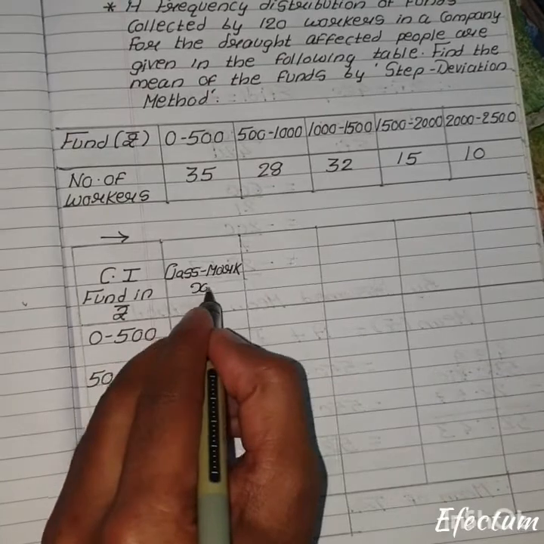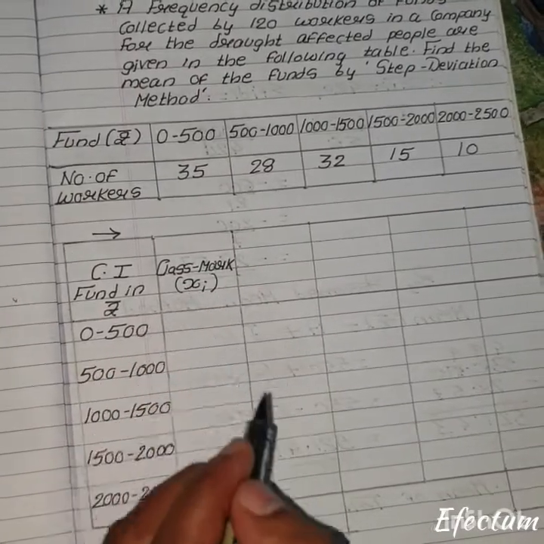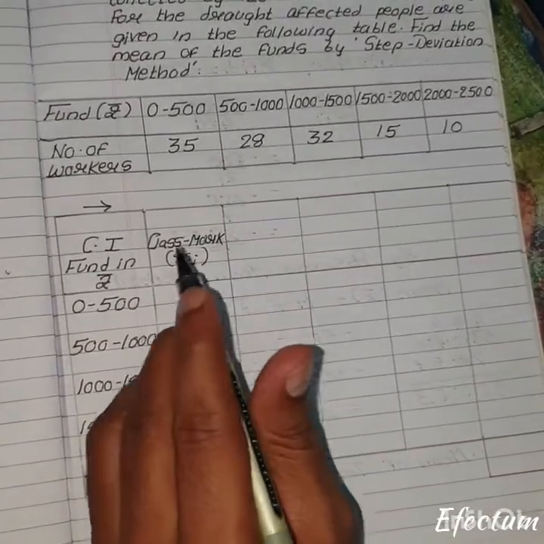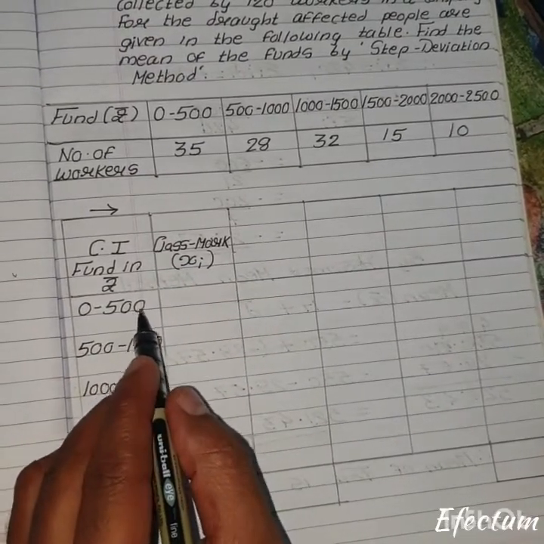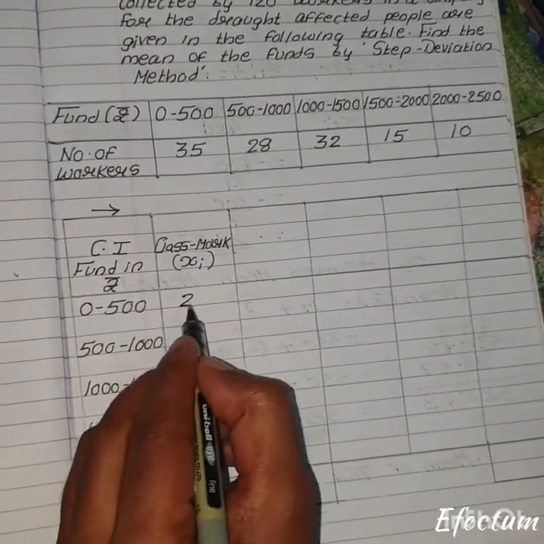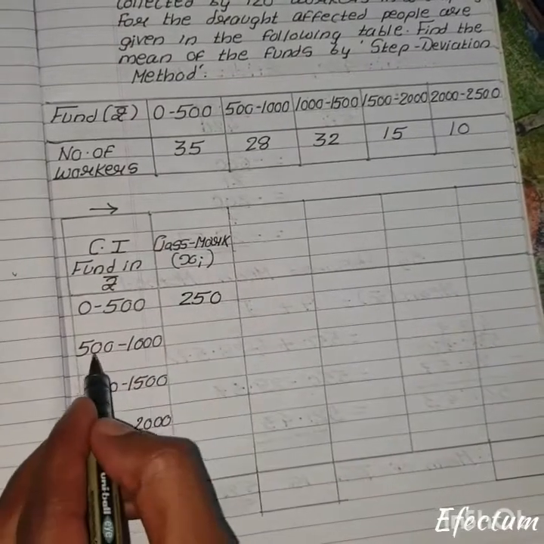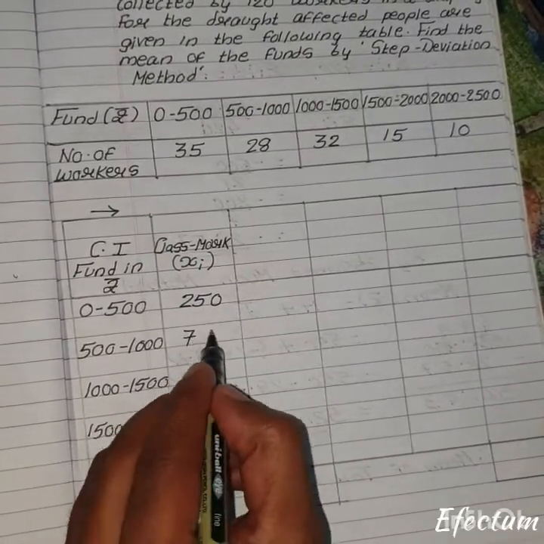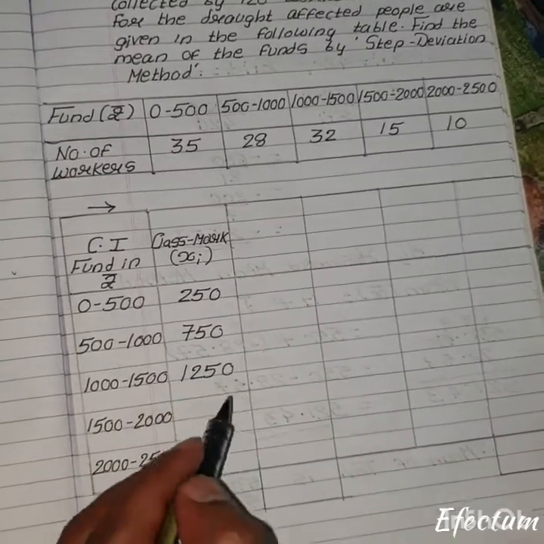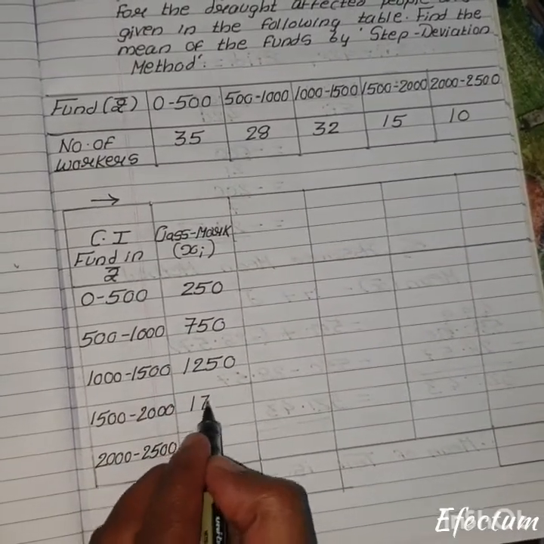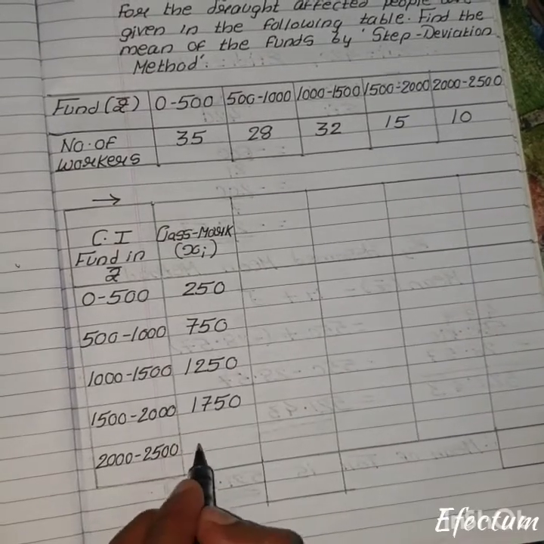It is denoted by xi. Again I am repeating it. How to find class mark? Lower limit plus upper limit divided by 2. So 0 plus 500, 500. 500 divided by 2, 250. 500 plus 1000 divided by 2, 750. Then 1250. Then 1750.